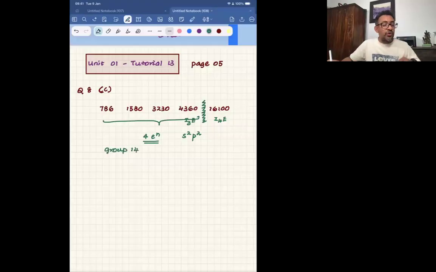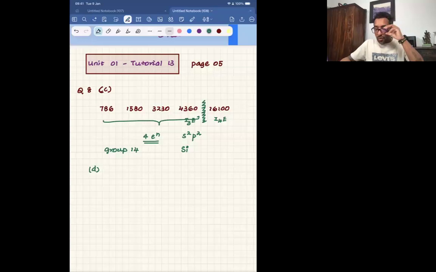If it belongs to group 14, identify the element. Period 3, group 14. Look at the periodic table. Period 3, group 14 is silicon. The answer is silicon.